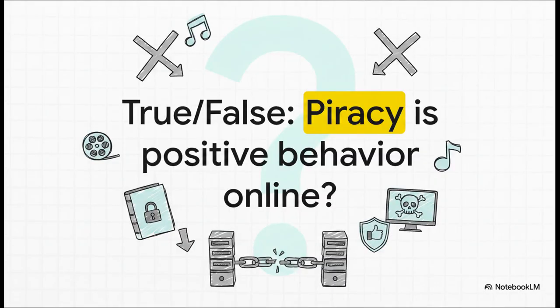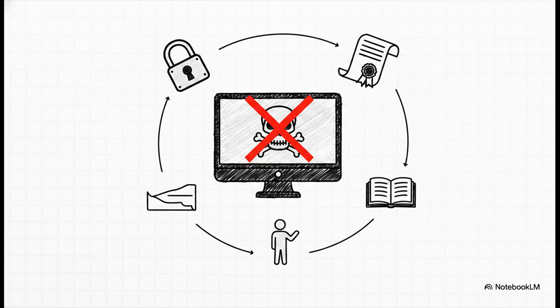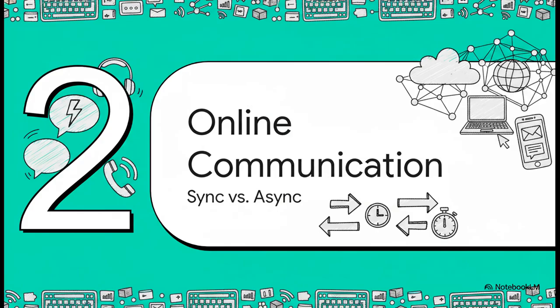So, let's test that knowledge right now with a quick flashcard question. True or false? Piracy is an example of showing positive behavior online. Think about what piracy actually means in the digital world for a second. False. Absolutely false. Piracy is copying or stealing content, like a story or a song, just to share or sell it to others. You have got to respect intellectual property rights. It is a huge rule for internet safety, right up there with using strong passwords and giving credit to your sources.